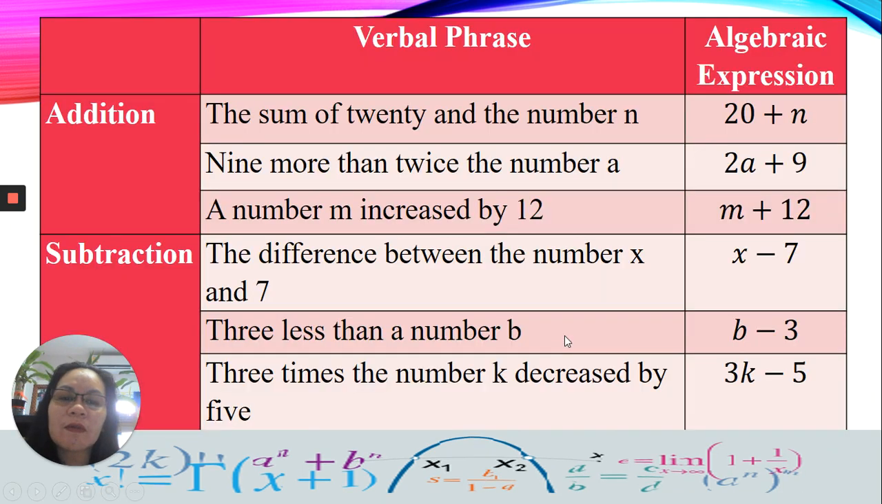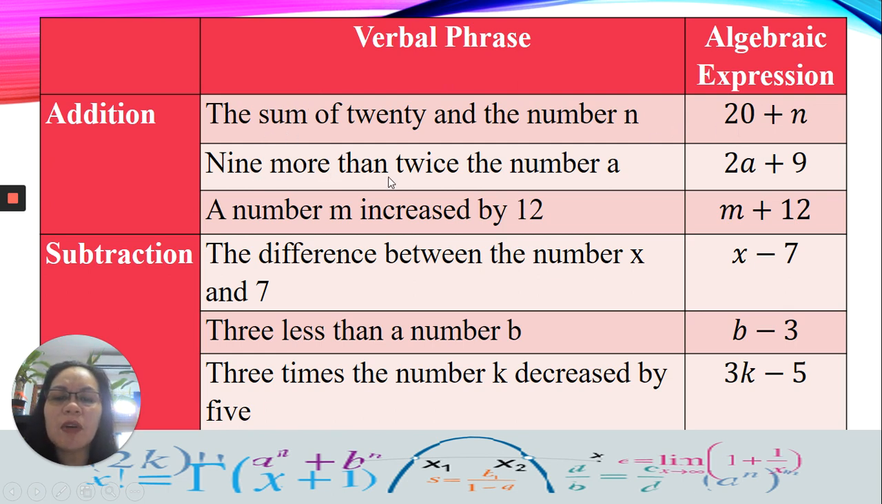Now let's have some verbal phrases here, and we will have the algebraic expression of each. So you have the sum of 20 and number n. When you say sum, that is the result when you add numbers. So actually you will just be adding 20 and the number n. Since you're getting the sum, that makes it 20 plus n.